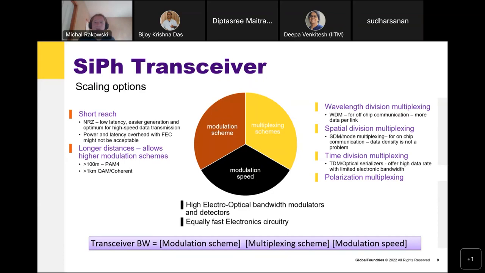Space division multiplexing, putting pretty much multiple lines, is also a valid solution, especially if you want to stay within the chip, like within-package communication. Waveguides are very narrow, so per square millimeter you could imagine putting multiple of them.